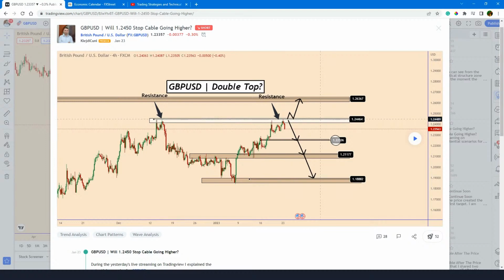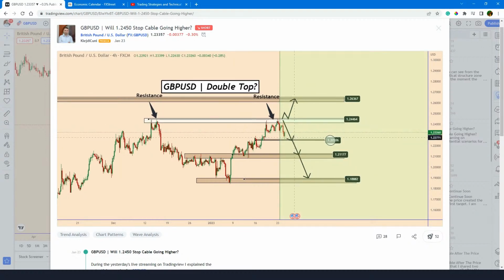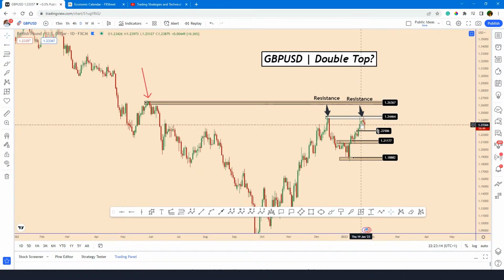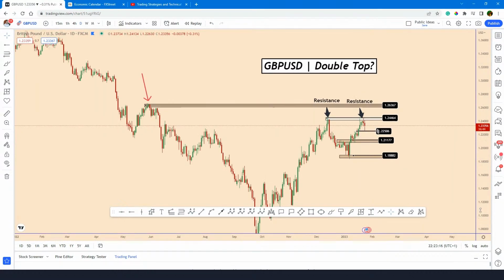Price is testing 1.24 as you may see. I am anticipating a potential double top pattern, and since January 23 we may see that price came down. However, it is not that easy as it seems. It's a very complex scenario overall.